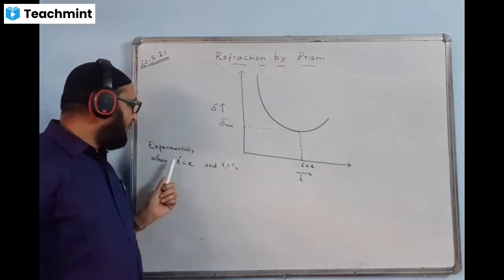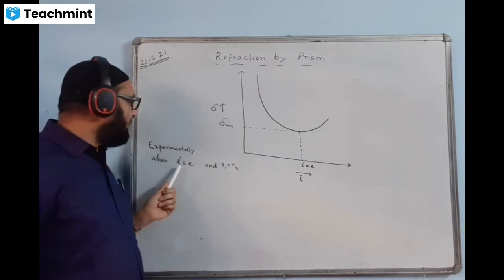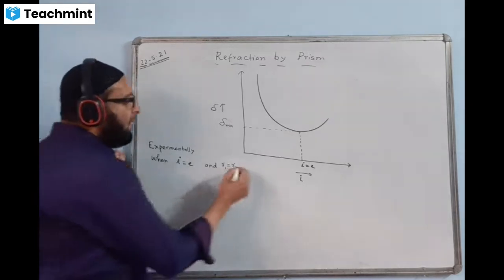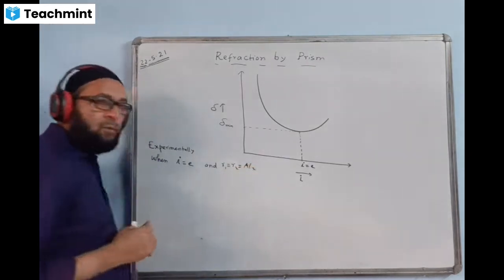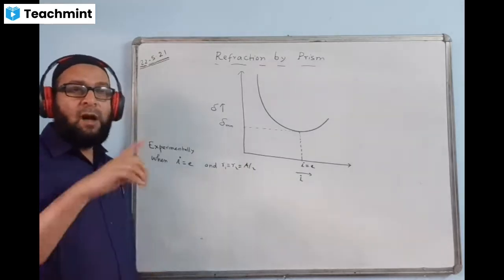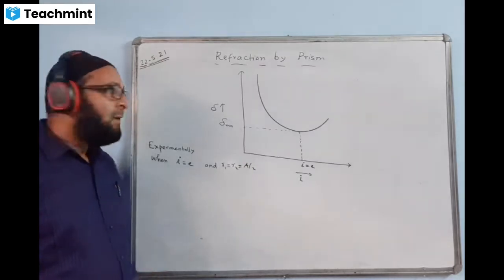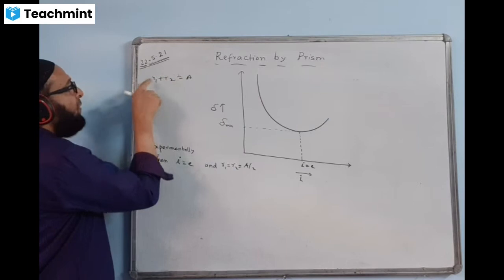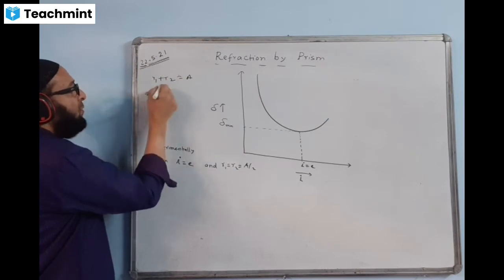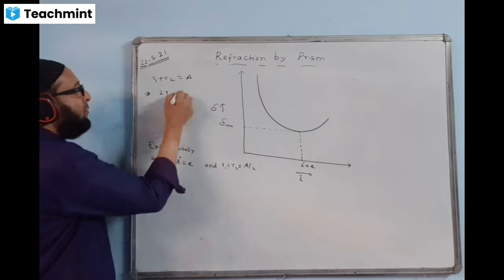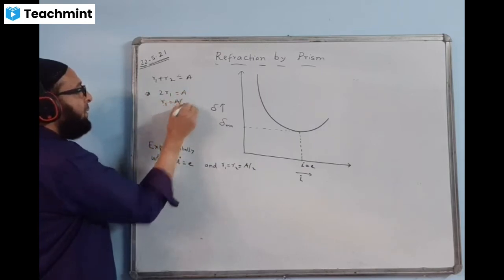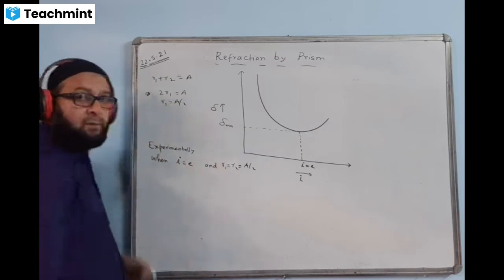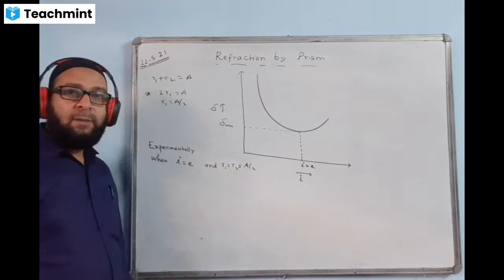So what is the condition when the angle of deviation becomes minimum? The condition is when I equals E and R1 equals R2, and R1 and R2 will each be equal to A by 2, half of the angle A. Why? Because the formula we just derived is R1 plus R2 equals A. If R1 and R2 are equal, then 2R1 equals A, so R1 is A by 2, and R2 is also A by 2.